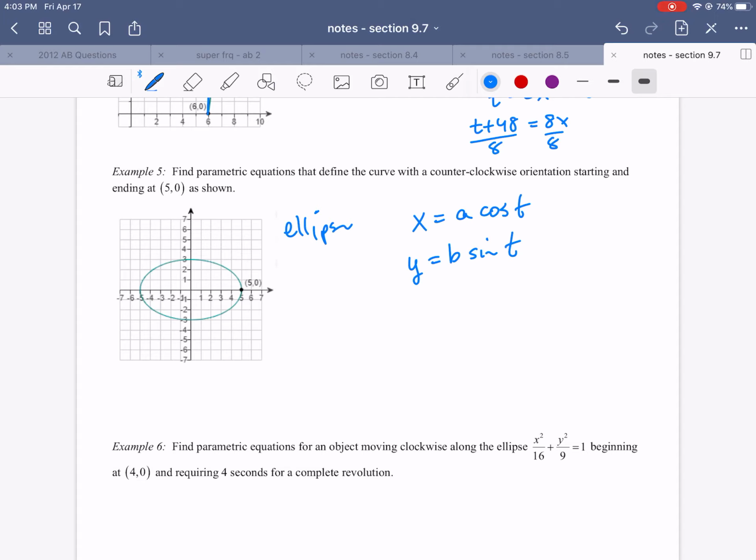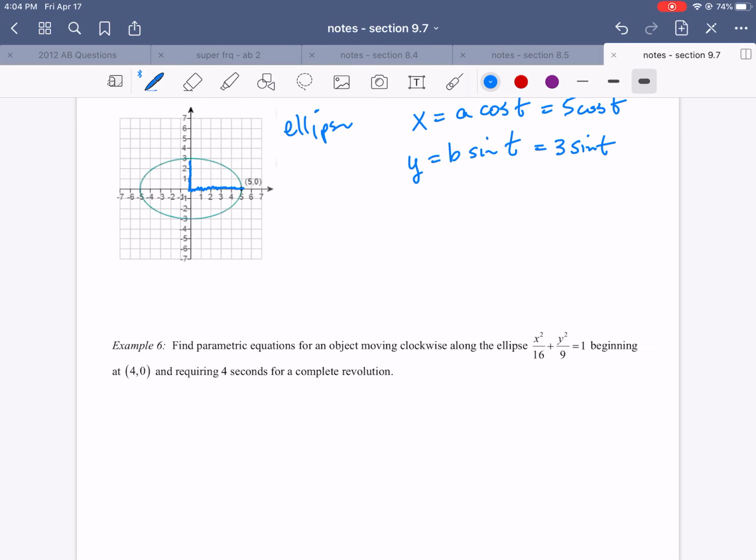And so a is going to be the distance from the origin on the x-axis to the ellipse. And so since that distance is 5, I know that here I'm going to have 5 times the cosine of t. And b is the distance on the y-axis. So on the y-axis, starting at the center, I'm going to go up to 3, and so that's going to be 3 times sine of t.